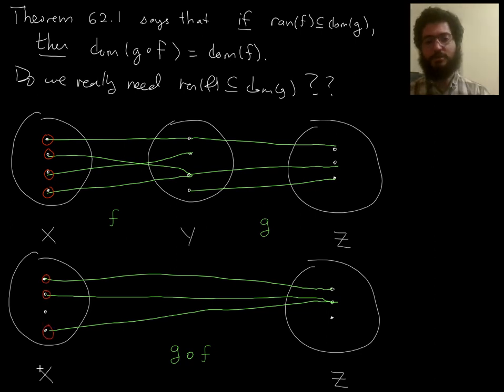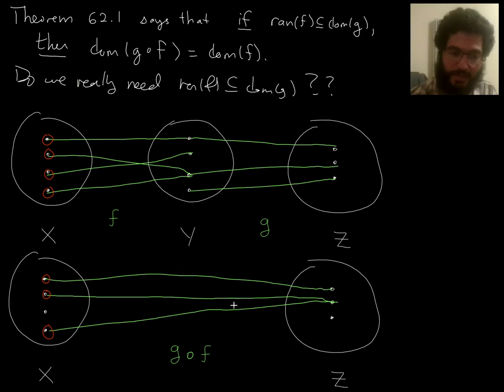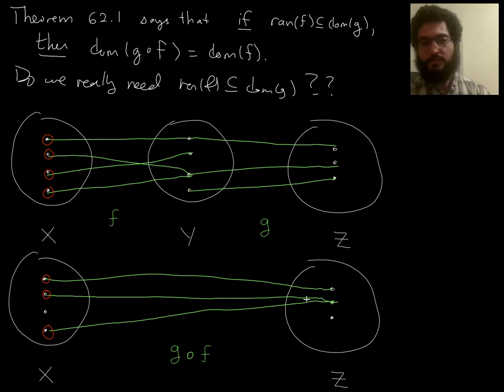Ah, the domain shrank. So you see, when you compose functions, the domain can shrink if the range of the first function that's being applied in the composite is not fully contained in the domain of the second one.